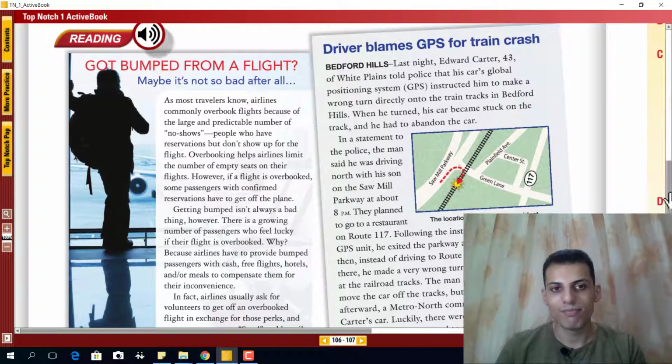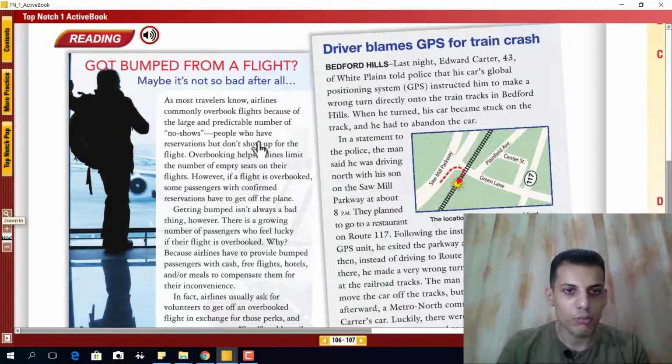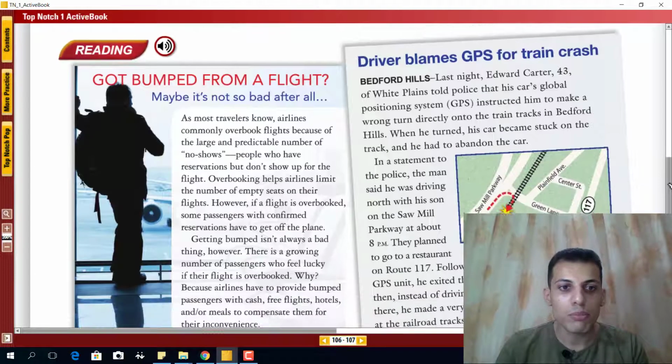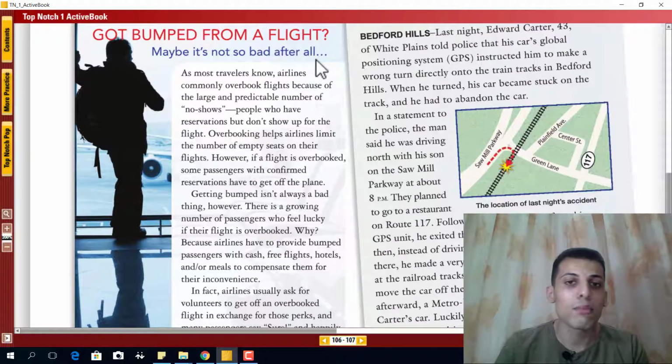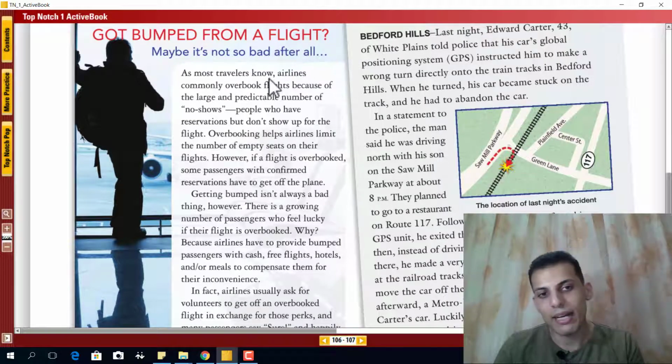Okay, reading. My best thing ever, reading. Alright, I love reading so much. So our paragraph of the day here got bumped from a flight. Someone got bumped from a flight. Maybe it's not bad after all. It's not so bad after all.